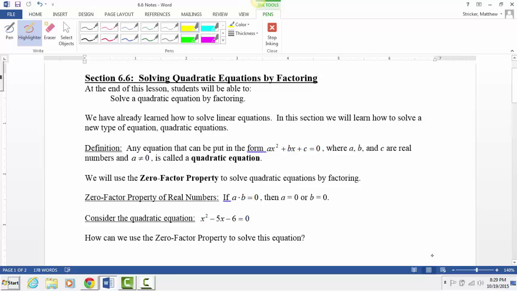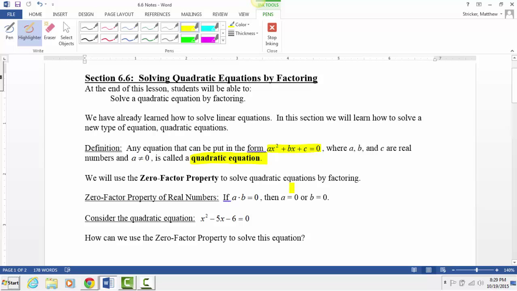Alright, this video covers section 6.6 and we are going to be learning how to solve quadratic equations by factoring. We just spent all of this chapter learning about factoring, and now we're going to use that skill to solve a specific type of equation, the quadratic equation. And quadratic equations have the form ax squared plus bx plus c equals 0.